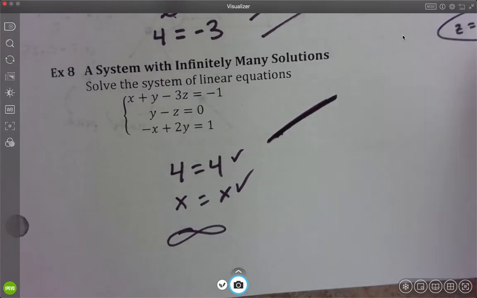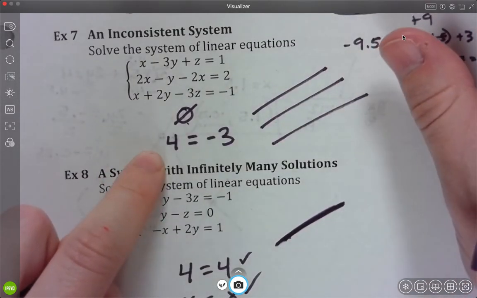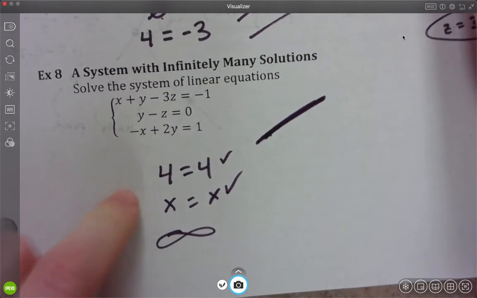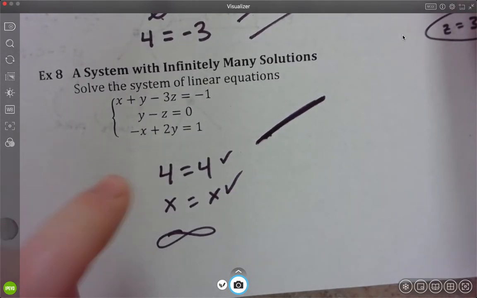But same process, it's just going to break down, and we'll end up with something that doesn't make sense up here, meaning no solutions. Or we'll end up with something that always makes sense down here, like 4 equals 4, and that will give me lines that live on top of one another. It's the same line, okay?